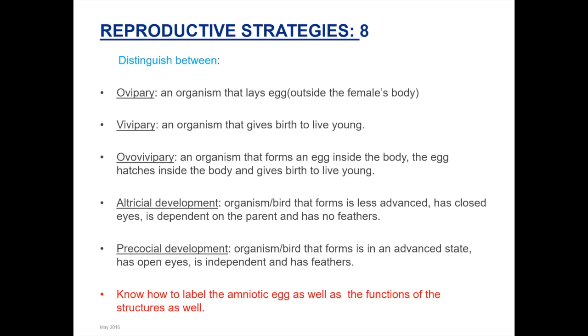Altricial development, where the organism or the bird that forms is less advanced, has closed eyes, is dependent on the parents, and if it's a bird, has no feathers. Precocial development, the organism or the bird that forms is in an advanced state, has opened eyes, is independent, and has feathers. Know how to label the amniotic egg, as well as you must know the functions of the structures as well.